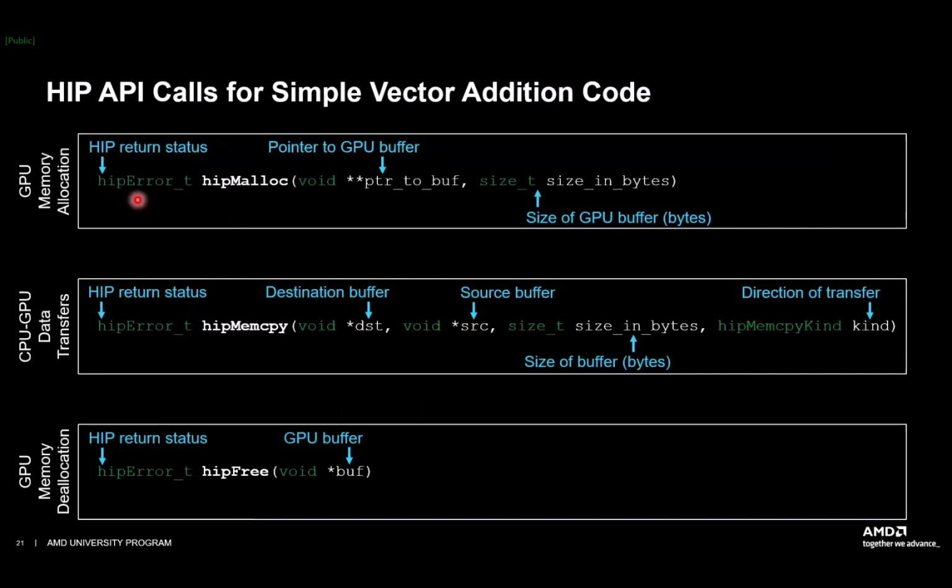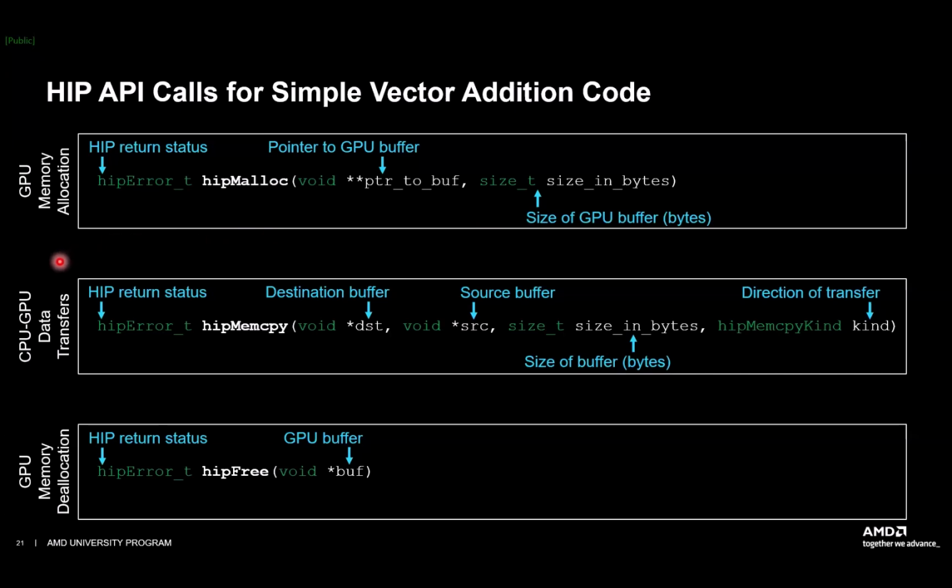So for hipMalloc, this is analogous to a normal C malloc. So you pass in a pointer to a GPU buffer, and then you give the size of the GPU buffer in bytes that you want to create, and it allocates that for you.